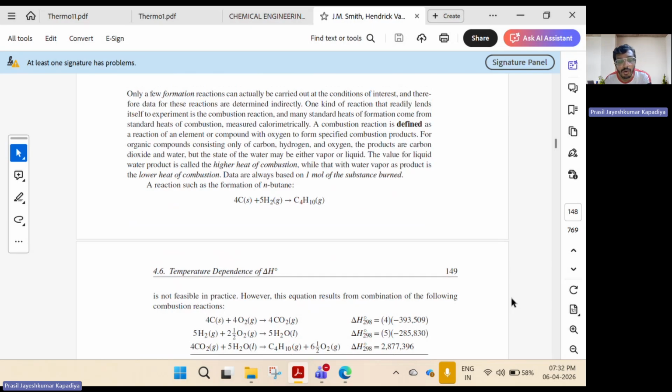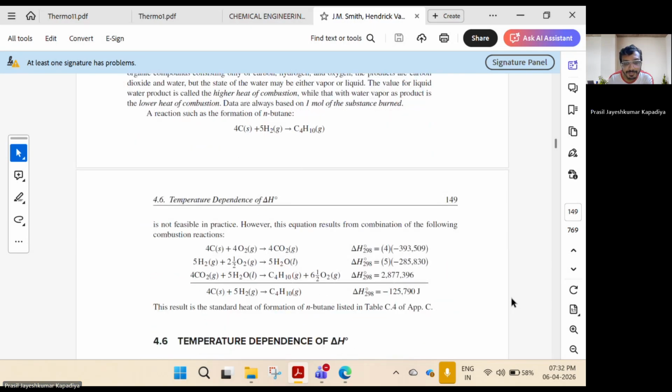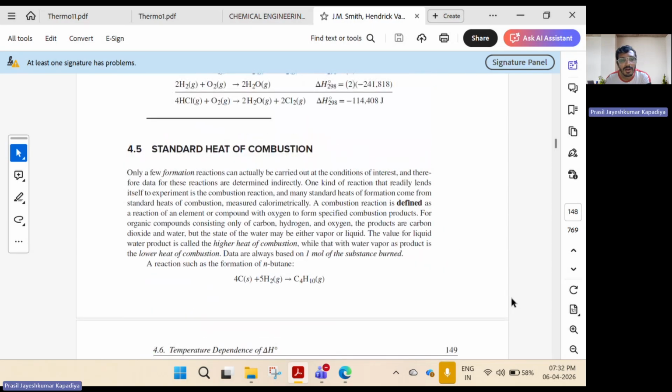Okay, now the standard heat of combustion. It is also similar. Only a few formation reactions can actually be carried out at conditions of interest, and therefore data for these reactions are determined indirectly. One kind of reaction that readily lends itself to experiment is the combustion reaction, and many standard heats of formation come from the standard heats of combustion measured using a calorimeter. A calorimeter is generally run at constant volume.